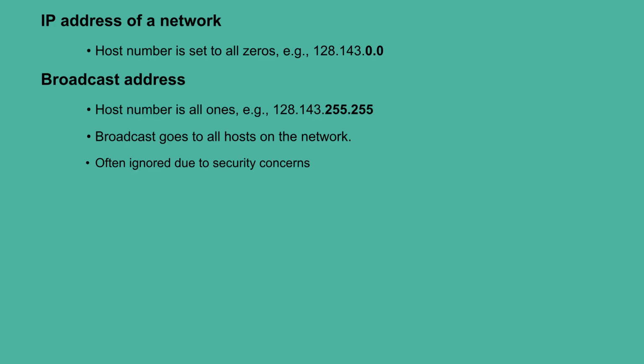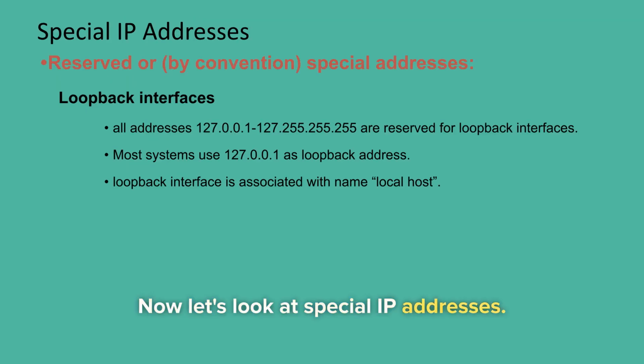The IP address of a network has the host number set to all zeros, such as 128.143.0.0. The broadcast address has the host number set to all ones, like 128.143.255.255. A broadcast goes to all hosts on the network, but it is often ignored due to security concerns. Now let's look at special IP addresses.